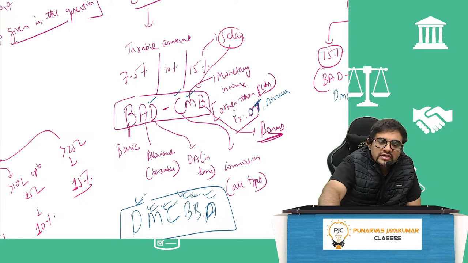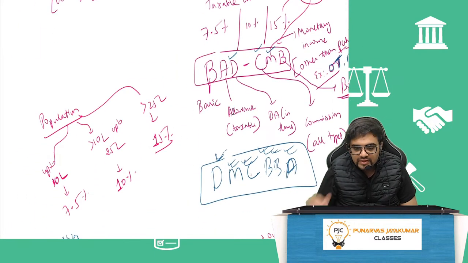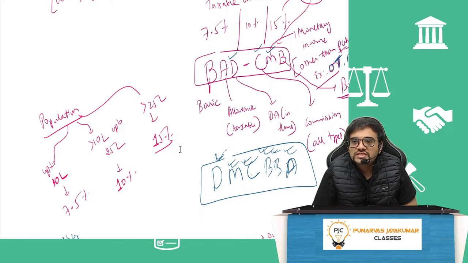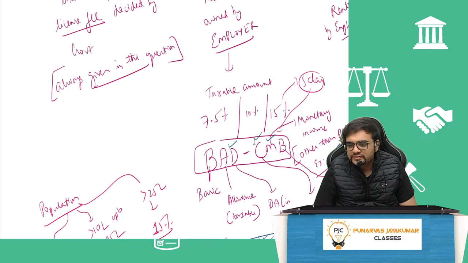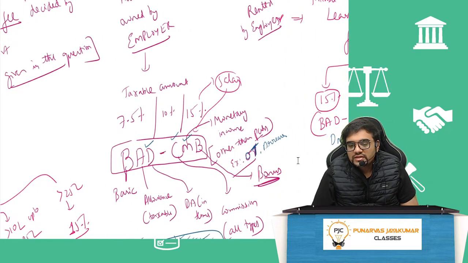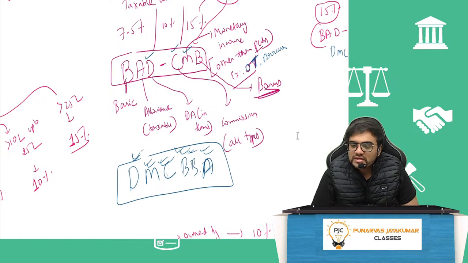What is 7.5, 10%, 15%? If the population is up to 10 lakhs, 7.5%; 10 lakh to 25 lakh, 10%; more than 25 lakh, 15%. This is always given in the question. All of these things will be given in the question, nothing to worry. But you need to remember all these things: basic allowance, DA, then commission, all types, monetary income, bonus.